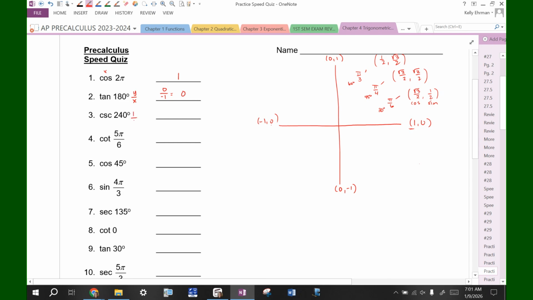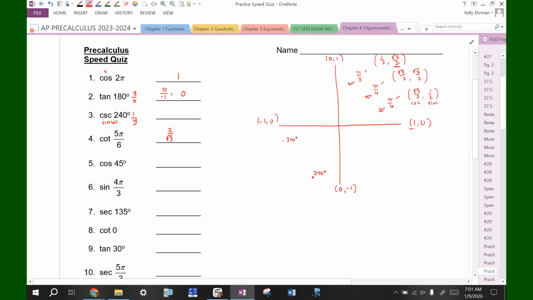Cosecant is 1 over y. And this is an angle I don't have listed on here. So 240. I might want to place where 240 is. Remember, 210 is this one. So 240 is the 60-degree angle. So what I'm really thinking about is, okay, what's sine of 60? So let's start there. It's radical 3 over 2. And then flip that. So 2 over radical 3.